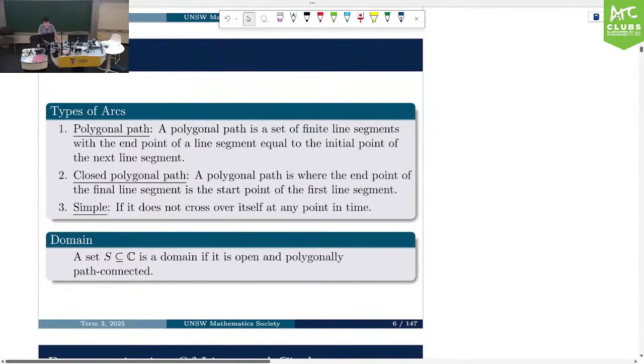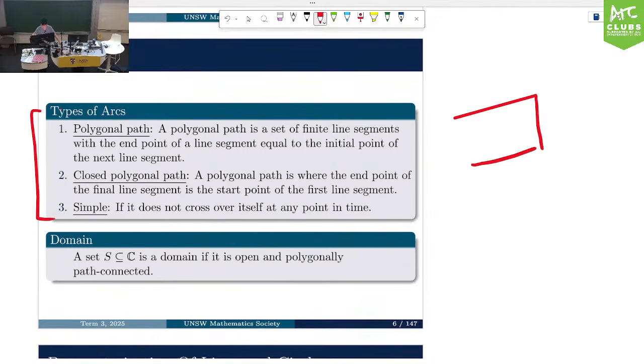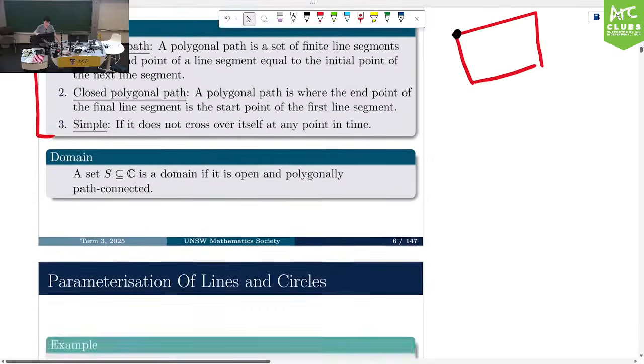Those are just different types of arcs. We have gone through this in the midterm crash course as well. An arc is similar to a curve, but those are different types. A polygonal path we can construct using a finite number of polygonal lines, so straight lines like this. A closed polygonal path is just a polygonal curve that's closed, so the initial point equals the final point. For example, I started here and then ended here, and this curve will be simple because it doesn't cross itself.